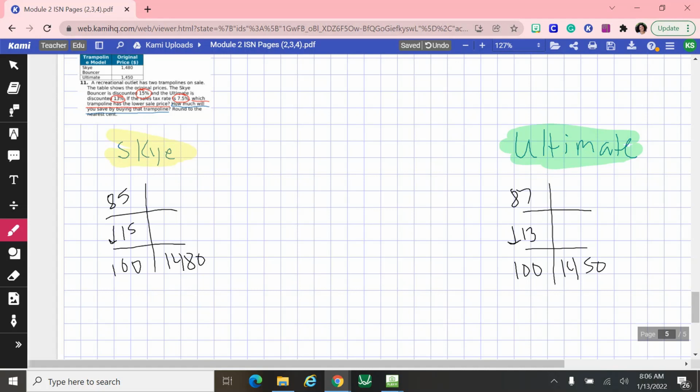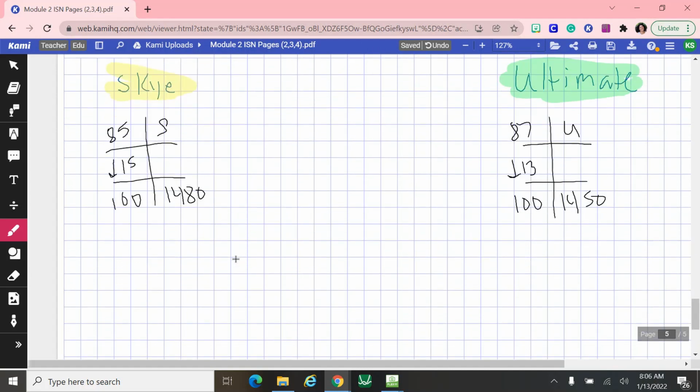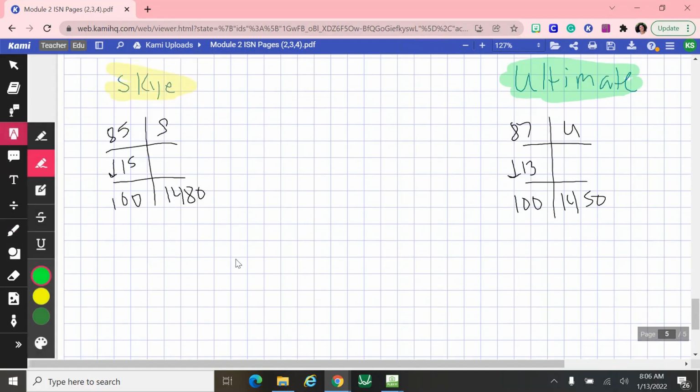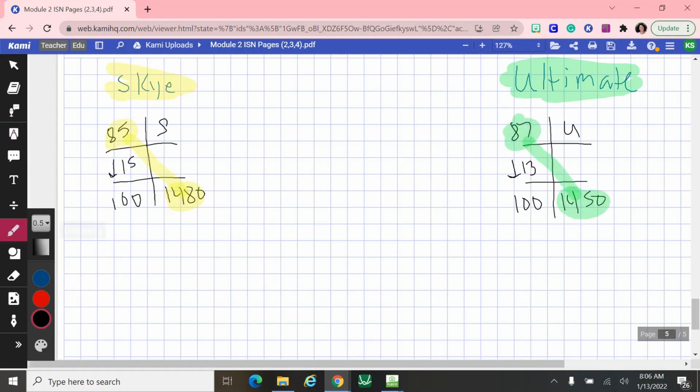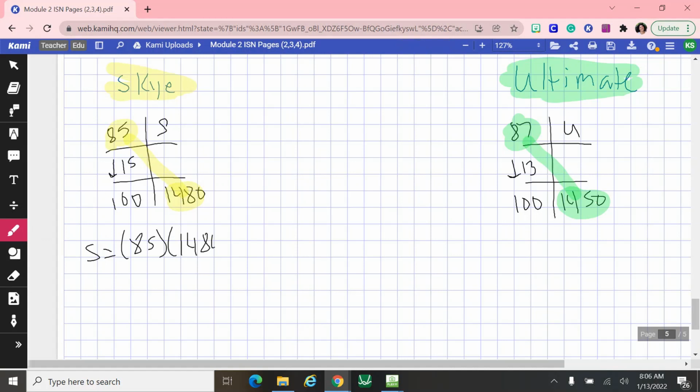Let's go ahead and just use the variable S and U for our unknown here. And take a moment, let's do those calculations. So I'm going to cross multiply the two numbers that I have that are diagonal to find my unknown, which is going to be those two here and these two right here. By this point, you should feel confident writing these equations. S is equal to 85 times 1,480 divided by 100.